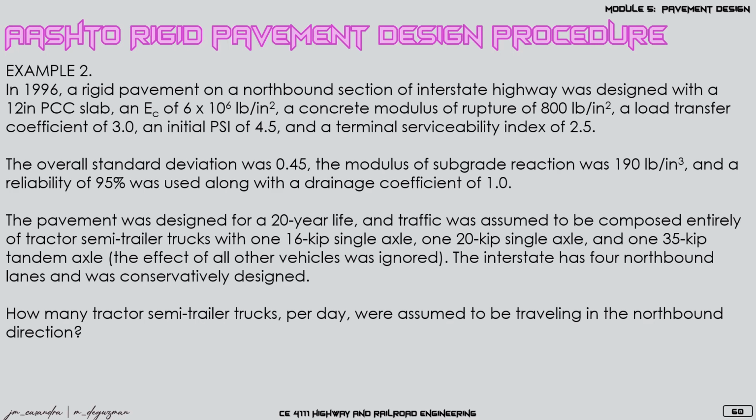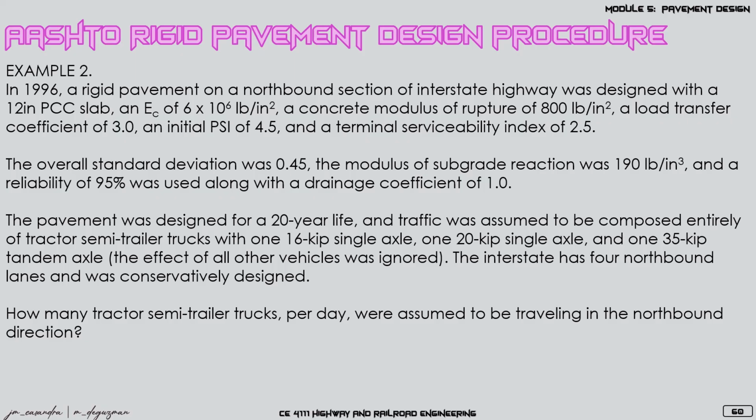Another example, we have in 1996, a rigid pavement on the northbound section of Interstate Highway was designed with a 12-inch PCC slab, an EC of 6 times 10 raised to 6 pounds per square inch, a concrete modulus of rupture of 800 pounds per square inch, a load transfer coefficient of 3, initial PSI of 4.5, and a terminal serviceability index of 2.5. The overall standard deviation was 0.45.